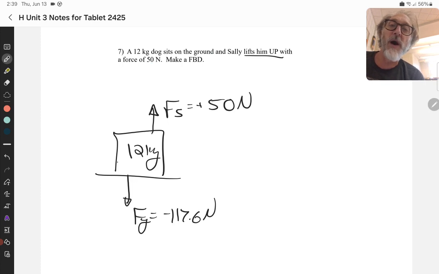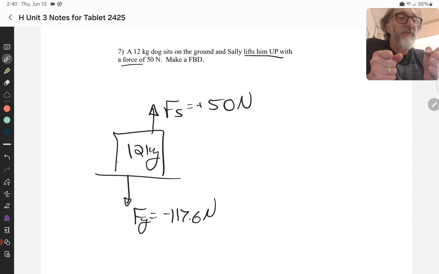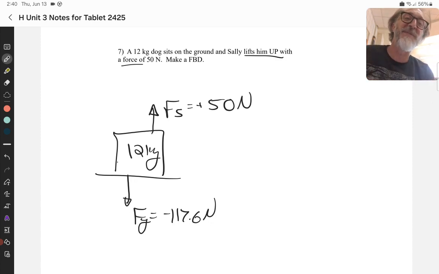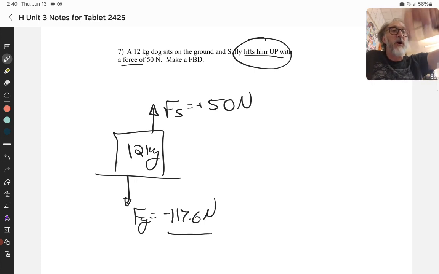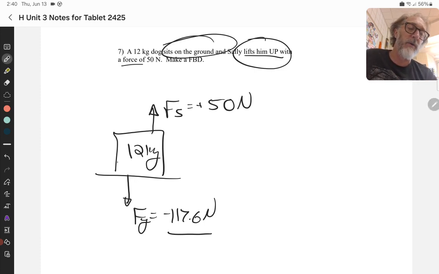Sally lifts him up with a force of 50 newtons. Now, the fact that she lifts up, I guess maybe I should have chosen a different verb here. I should have said maybe attempts to lift him up. Probably would have been better, and I think the homework is worded that way. So, is 50 newtons enough to lift a 117 newton dog? Well, no. Right now my downward forces are winning, right? So if I stop here with my drawing, my dog is moving down. But the dog can't move down because he's already sitting on the ground, right?